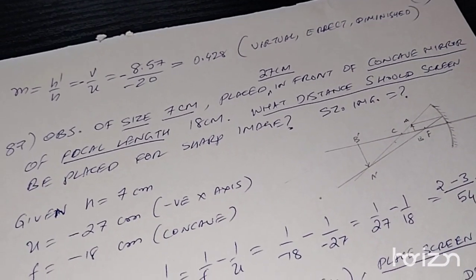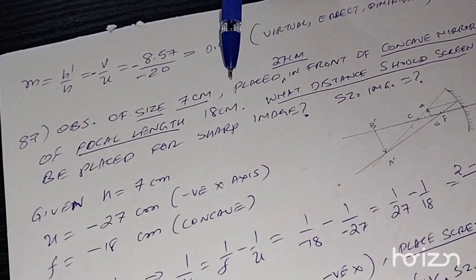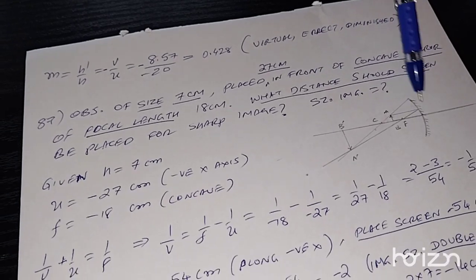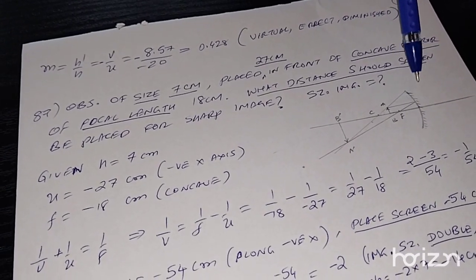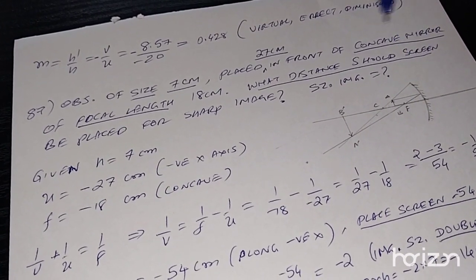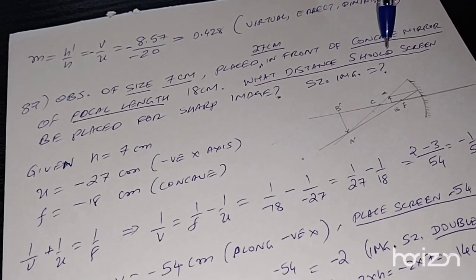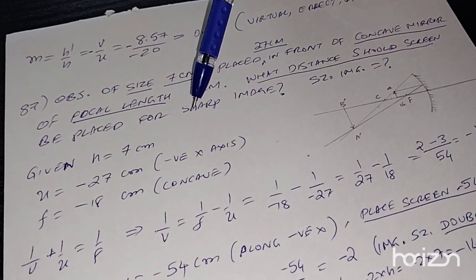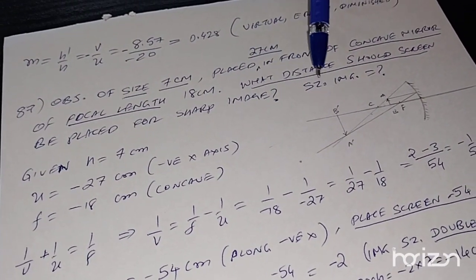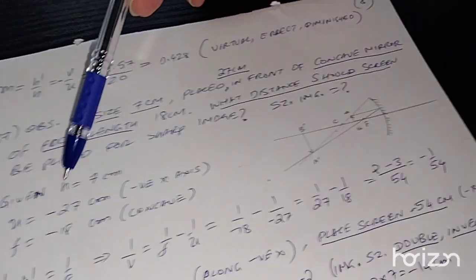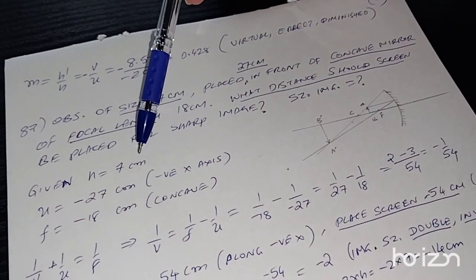Okay, next question. Object of size 7 centimeter is placed 27 centimeter in front of a concave mirror. Look at the ray diagram. You have to draw the appropriate ray diagram. Concave mirror of focal length 18 centimeter. What distance should the screen be placed for a sharp image? Which means they are asking what is the image distance and what is the size of the image. Given that the size of the object h is 7 centimeter.